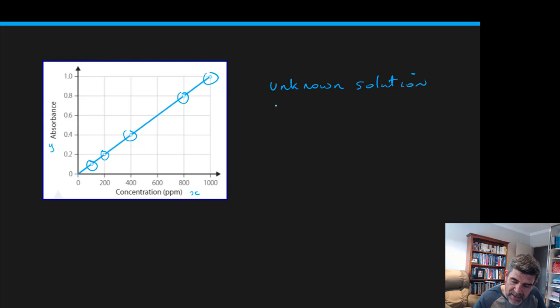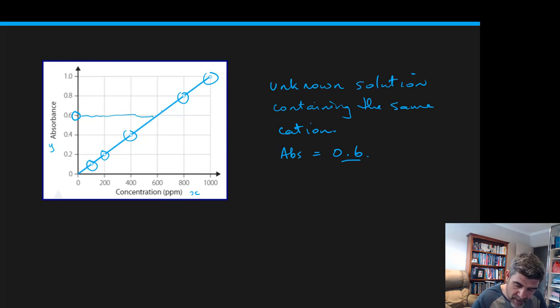Of course, the solution must contain the same cation, and let's say that we measured that to have an absorbance of 0.6. So let's say the absorbance is equal to 0.6. So what we do is we look at where 0.6 is on our graph, and we're going to interpolate. So we're going to run that across, and then we're going to run that down, and it's going to give us, therefore, the concentration is going to be 600 parts per million.